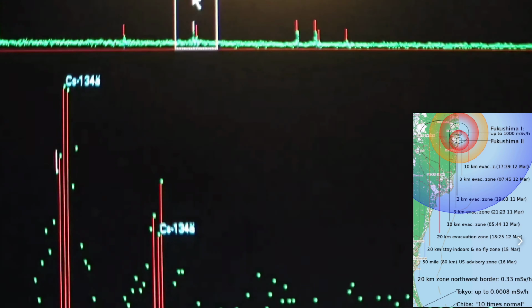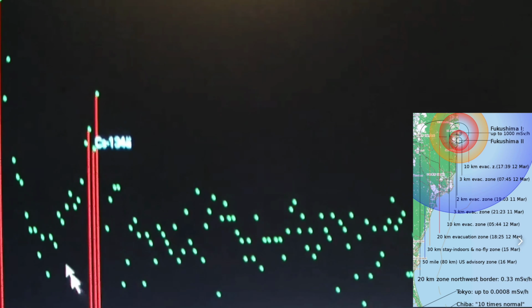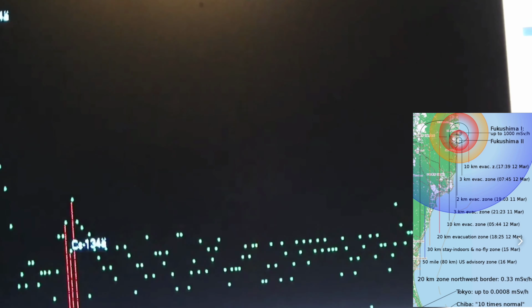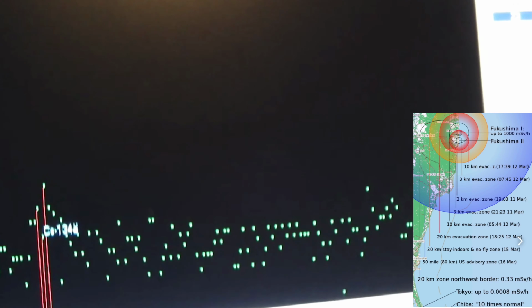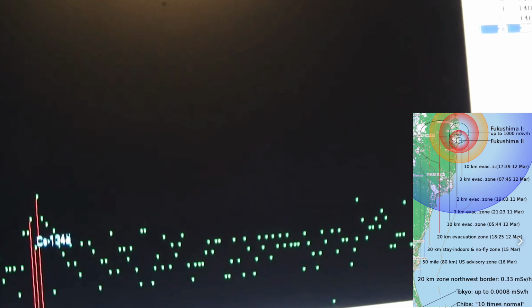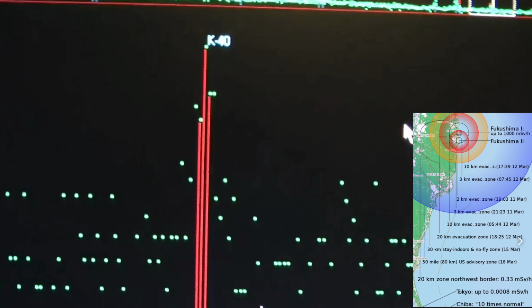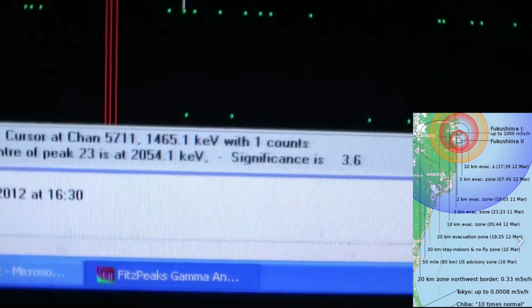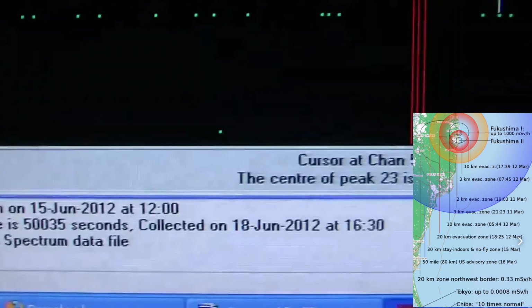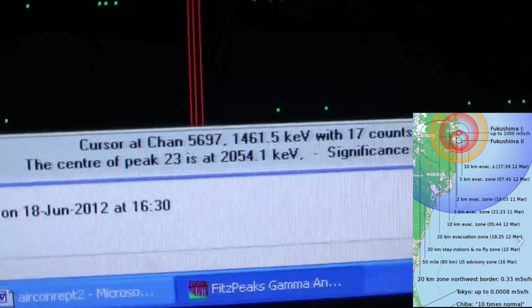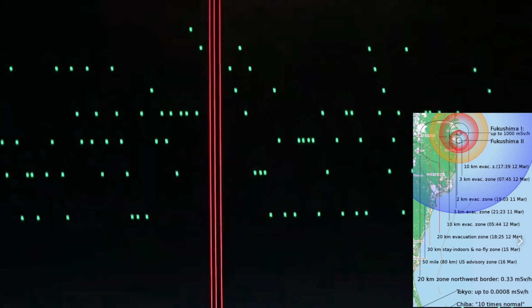Let's see if we can find that for you. Where are we now? We're at 1168. So if we go along here, we'll find potassium-40. Is that it? No. What's this? Must be this one then. No. Must be this one. There it is. There it is, potassium-40. So we know it's potassium-40 because we know where the peak is. It's at 1460. Where it is 1465.1. That's the cursor, but if I put the cursor there, it comes out at 1460. See?